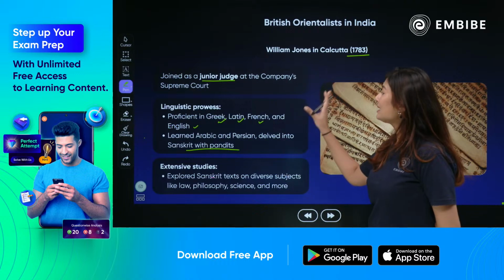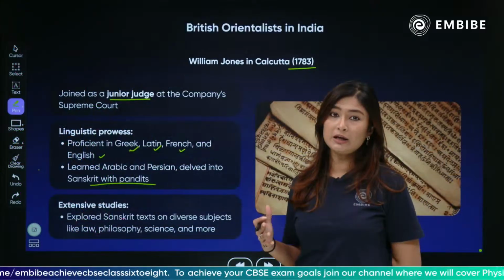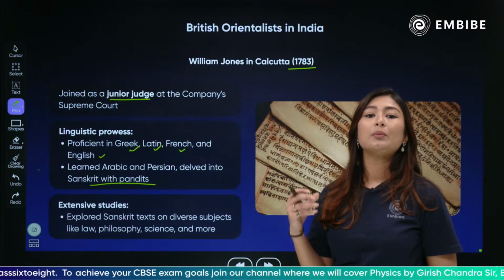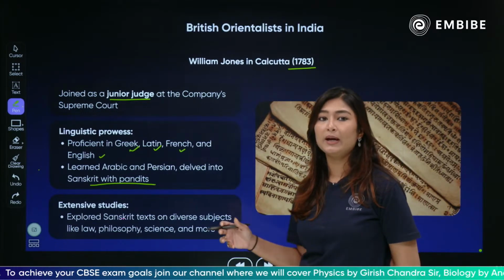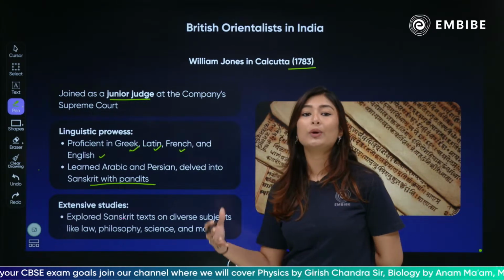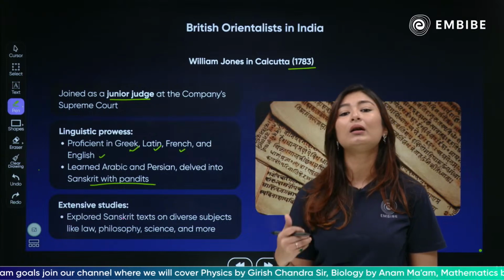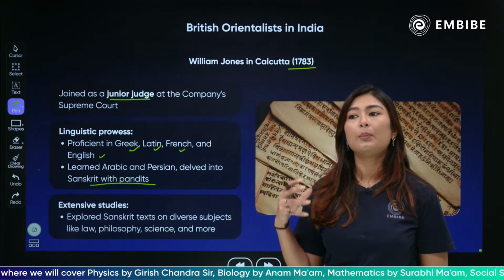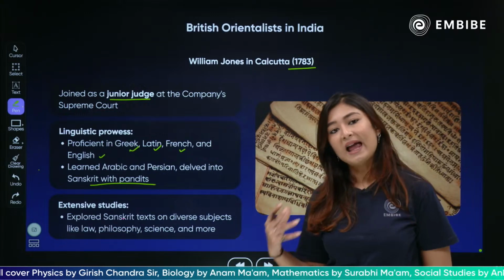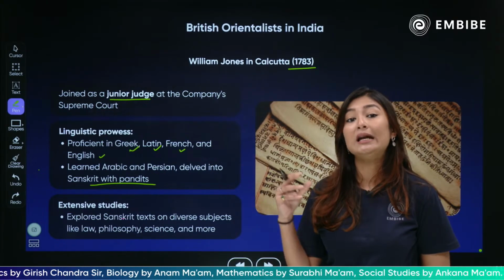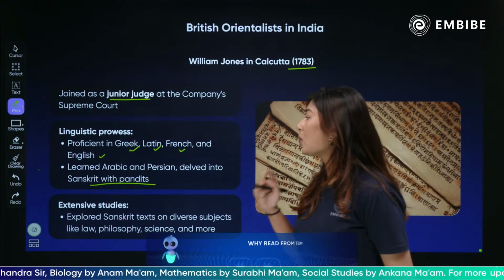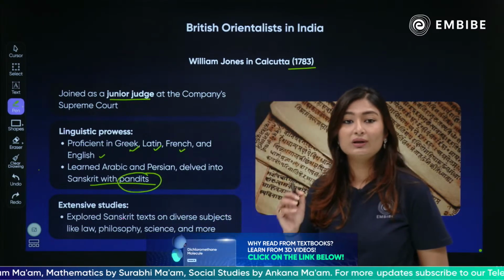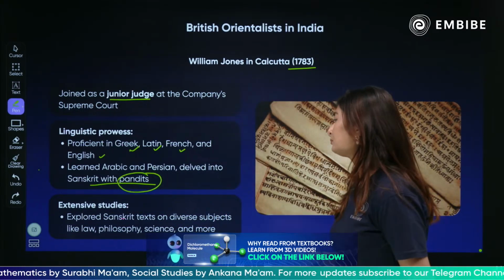So apart from these 4 languages that he already knew, when he moved towards the eastern side, he also learned Persian, he also learned Arabic, and then started working with the Pandits, the priests, because earlier the Brahmins used to be the teachers, right? The priests used to be the teachers, and hence they had all the knowledge of the language. So he also got in touch with the Pandits, with the priests, and started learning Sanskrit from them.